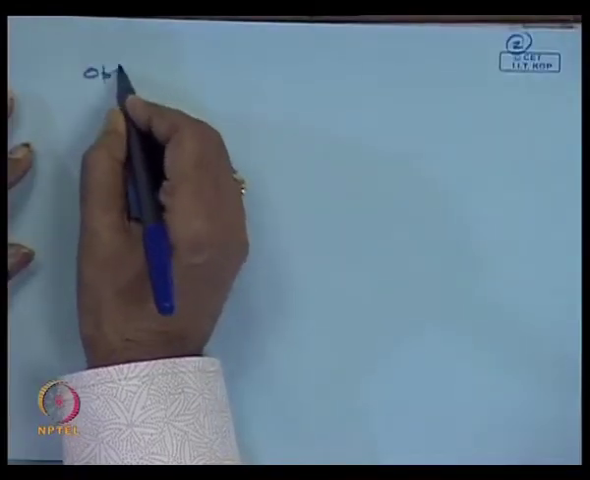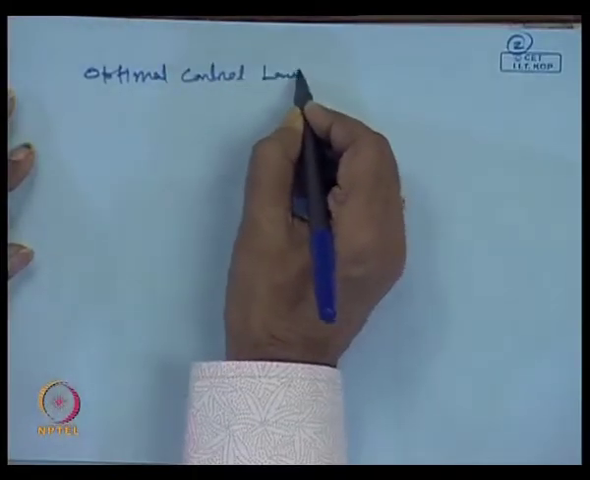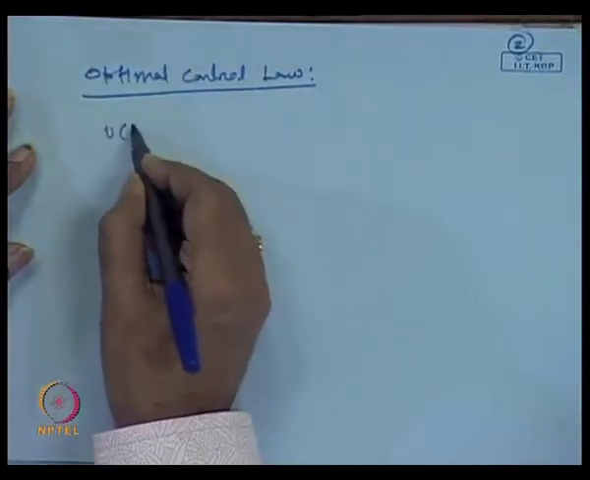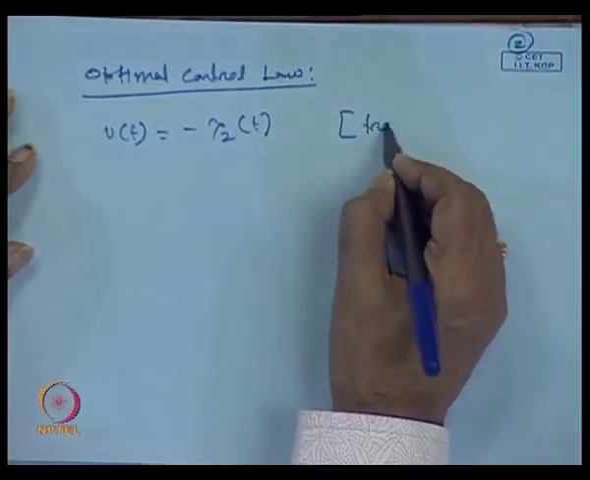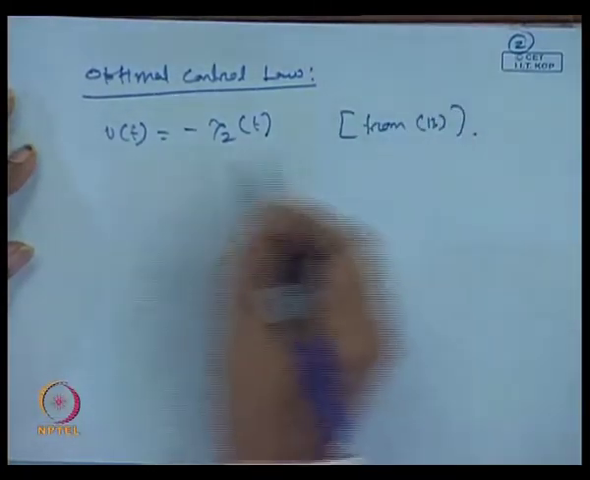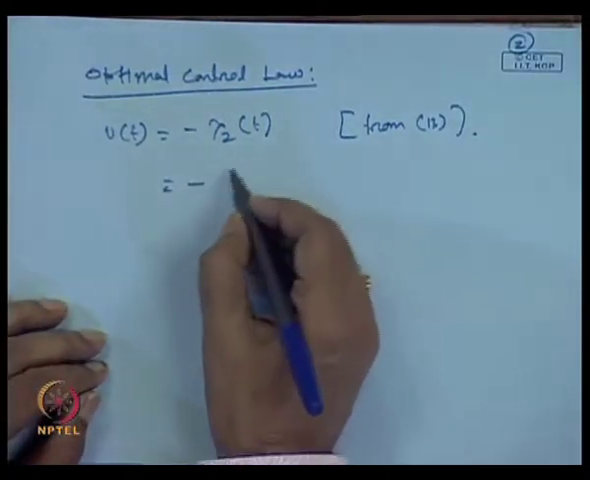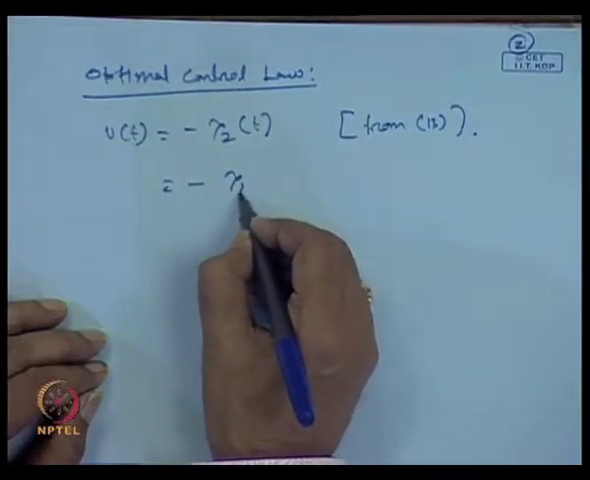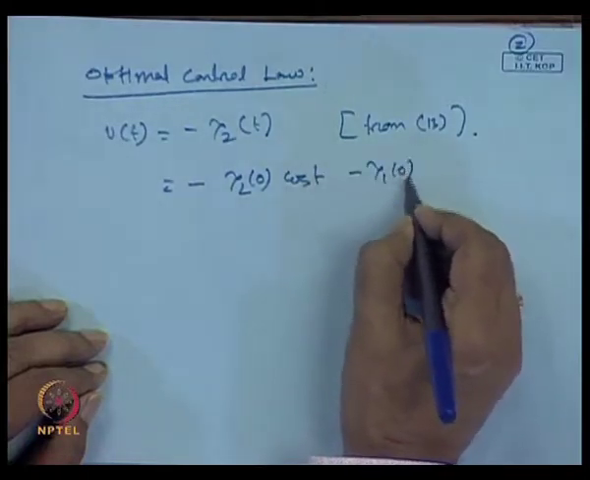So, now what is our optimal control law? Just now we have seen, the optimal control law u(t) is nothing but minus lambda2(t), from equation 13. So, the lambda2 expression we know: lambda2(0) cos t minus lambda1(0) sin t.